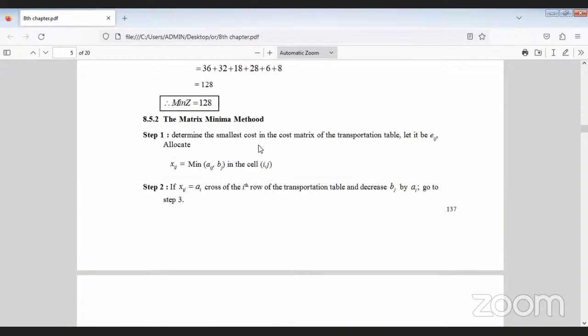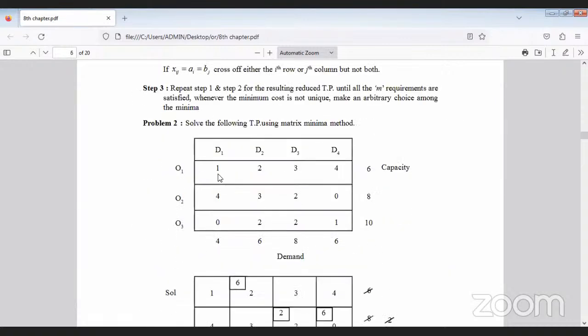Look here. Determine the smallest in the cost matrix transportation. Let Bij allocate the minimum of Ai and Bj in the cell of Ij.